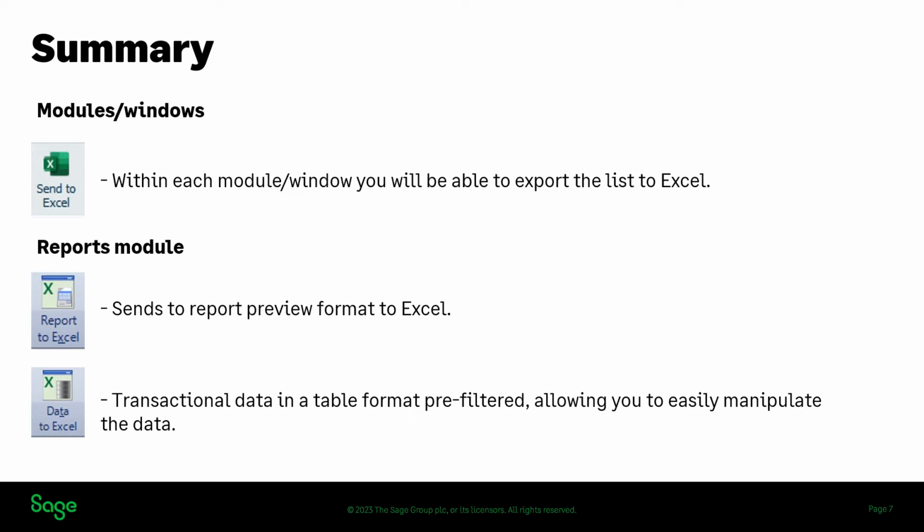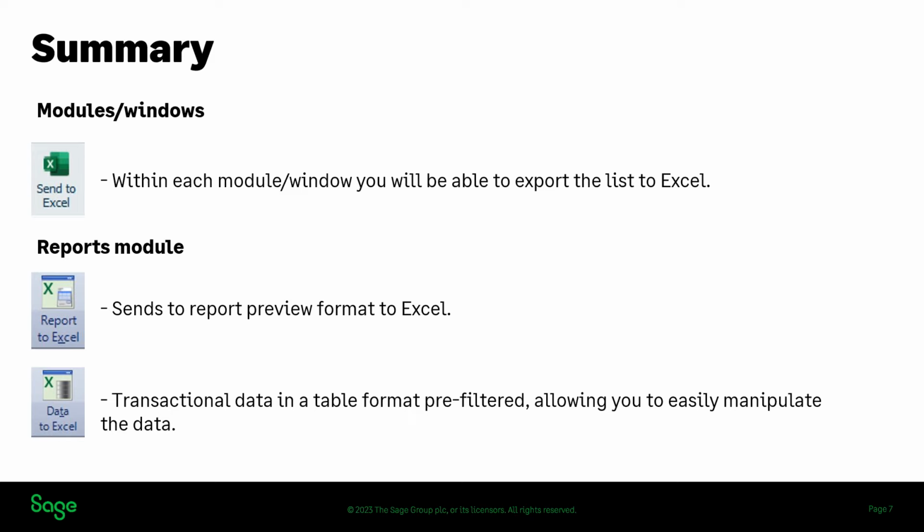Okay, so to summarize, you will find Send to Excel in the toolbar along the top of most of your modules and data entry windows. You will find Report and Data to Excel in the Reports area of each module. So just to cover again, so you send to Excel, so within each module window, you'll be able to export this list. Report to Excel sends the report preview format to Excel. And Data to Excel sends transactional data in a table form, pre-filtered, allowing you to easily manipulate the data.